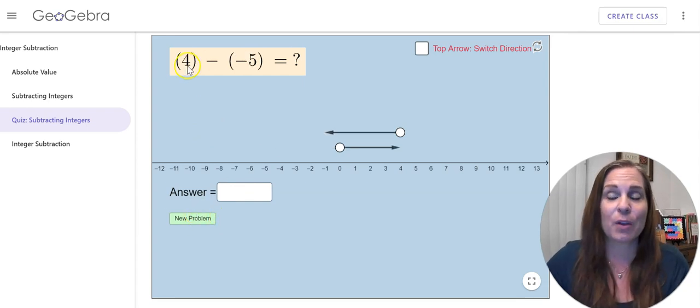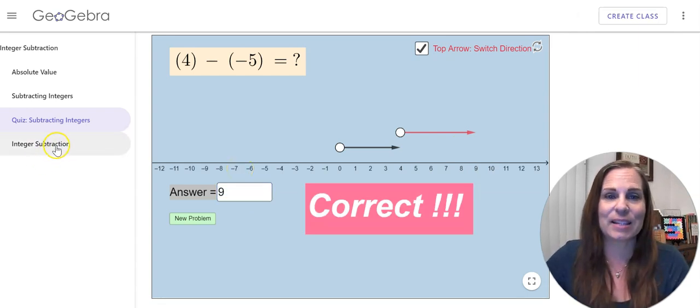Okay, let's do this one. 4 minus -5. So let's rewrite it as an addition problem. So that's 4 plus, right? Change to addition. And we're going to add the opposite, which is a +5. So 4 minus a -5 is the same as 4 plus 5. So to do that, I'm just going to move. Actually, my dot is already in the right spot. Yay. But I do need a +5, so I'm going to have to switch my arrow around, and my answer is 9.